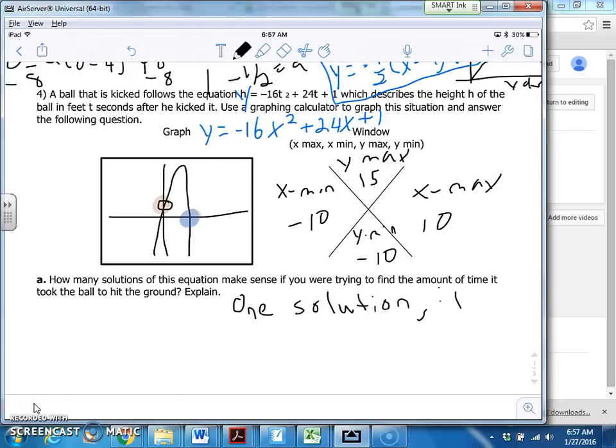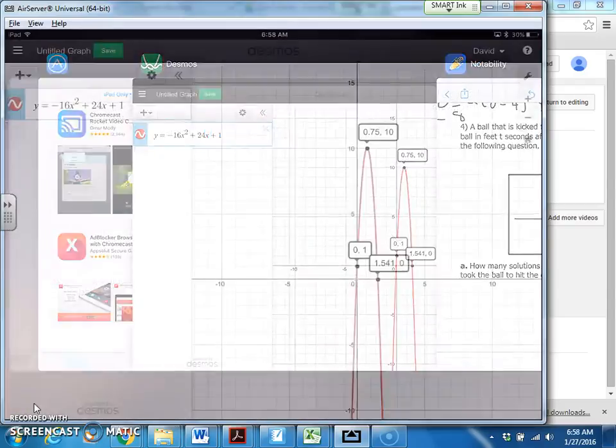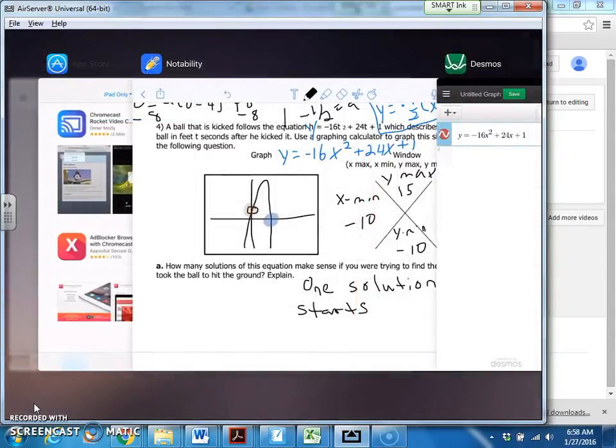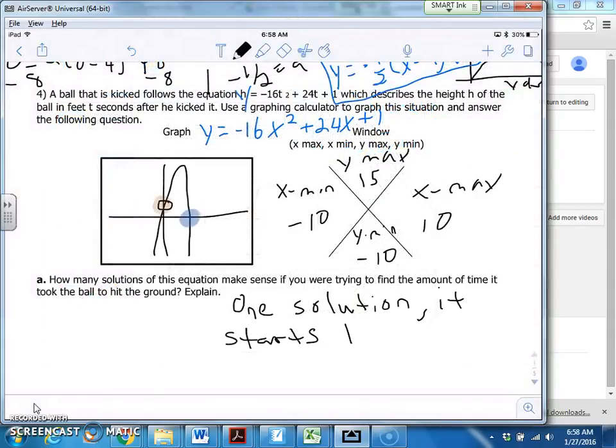because it starts above the ground. Let's see exactly where it starts, huh? Starts at 1 foot above the ground. 1 foot, right? 1 foot above the ground. Okay, if you need to pause, go ahead and pause. I'm going to move on.